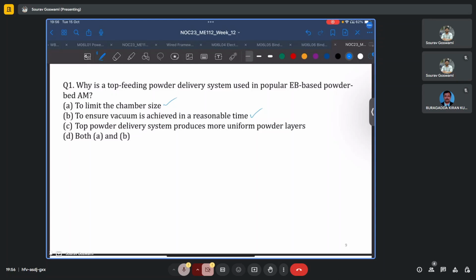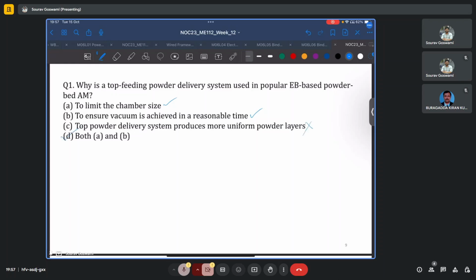Top of powder delivery system produces more uniform powder layers. So as we know, the uniformity of the powder layer does not depend on the powder feeding mechanism, rather it is dependent on the powder characteristics in terms of the size distribution, the morphology of the powders, their flowability, and it depends on the powder spreading mechanism, whether we are using a doctor's blade or a roller. If roller, what kind of rotation we are using, whether it is a forward rotating or counter rotating roller, and so on. So option C is not generally true.